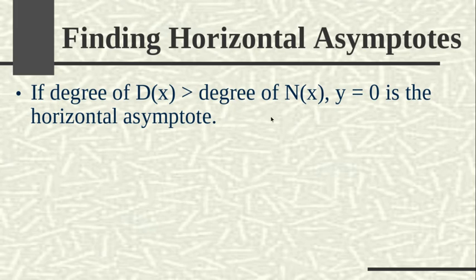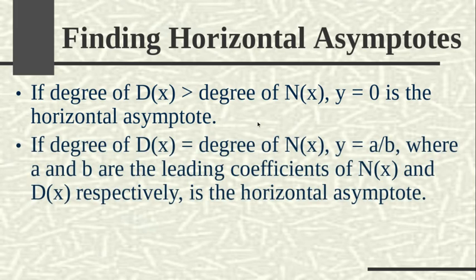The next rule is if the degrees are equal. If the degree of the denominator is equal to the degree of the numerator, then the horizontal asymptote will be y equals a over b. a and b are the leading coefficients of the numerator and the denominator. a is the leading coefficient of the numerator, b is the leading coefficient of the denominator, and leading coefficients are the coefficients of the highest degree term. Since the degrees are equal, if you have a cubic over a cubic, then we take the leading coefficient of the top over the bottom.